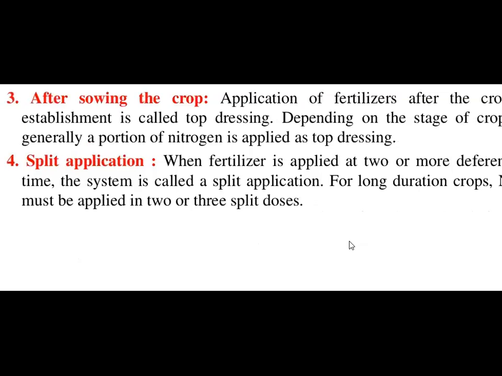And next, after the sowing of the crop, application of fertilizers after the crop is established is called top dressing. Depending on the stage of the crop, a portion of nitrogen is applied as a top dressing. One-third dose of nitrogen is applied at the time of top dressing. One-third dose is applied at the time of sowing.